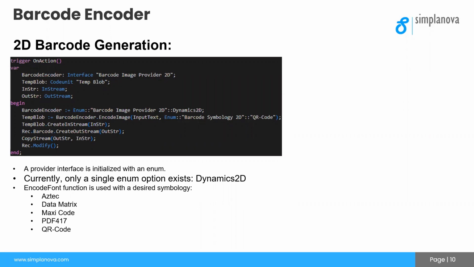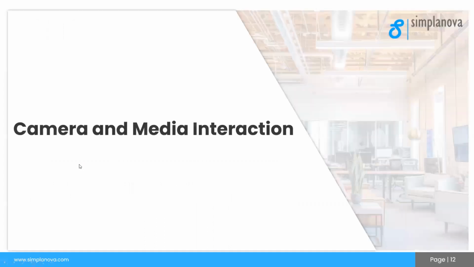So my only personal suggestion would be maybe to allow the one-dimensional barcodes to also be converted into a blob or generated as an image, but maybe we'll have that as a feature later. So yeah, let's move on to another module, which is the camera and media interaction.